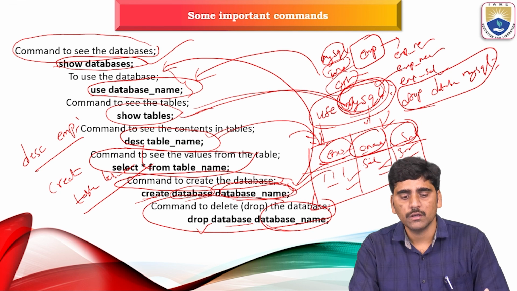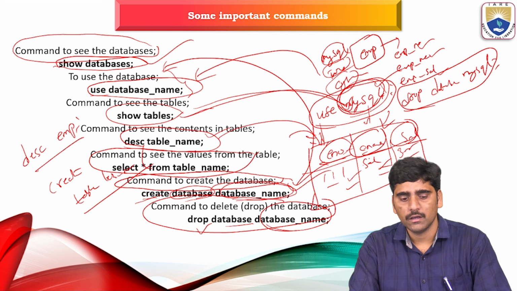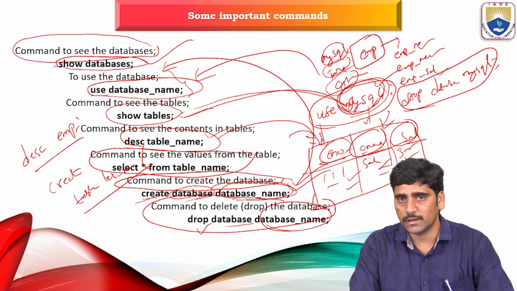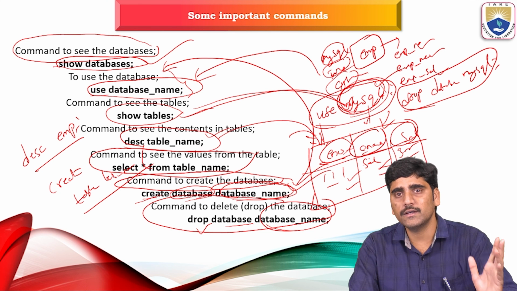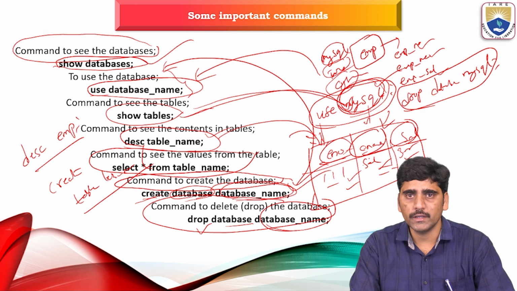So what are those? Show databases. Regarding the database, you can create a database, drop a database, show the list of databases, and use a database. These four are very important: creating the database, dropping the database, using the database, and listing the databases available in MySQL.